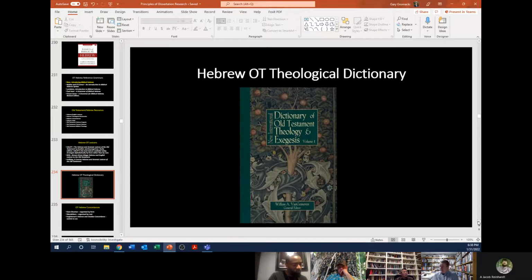One of the things I wanted to mention to you is the New International Dictionary of Old Testament Theology and Exegesis. How many of you have seen or used this? Anybody? I've seen it. All right, this is a 5-volume set. So this is what you want to ask for your birthday or for Christmas, right? This is a 5-volume set.